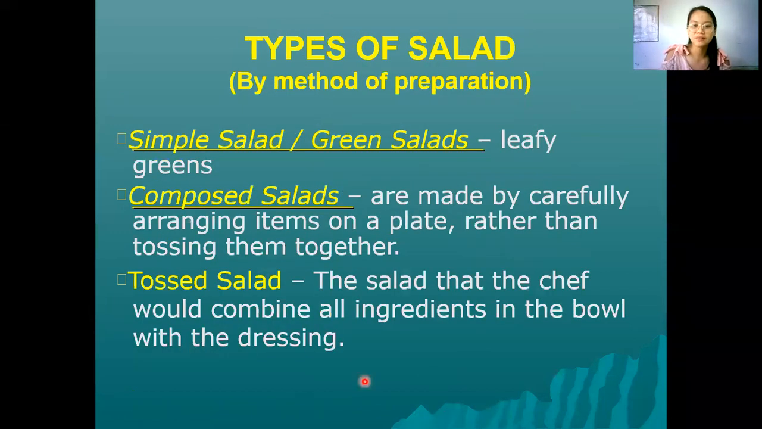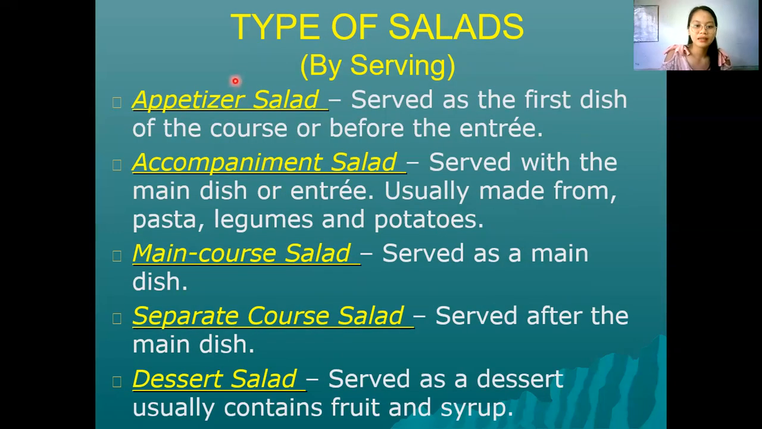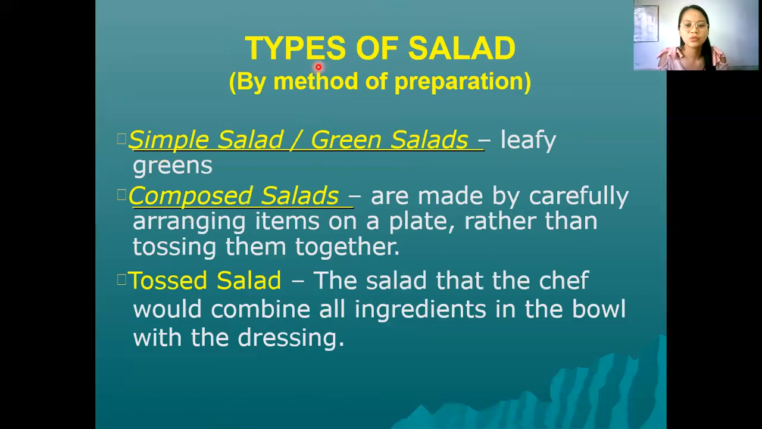We also have the simple salad, the composed salad, and the toss salad. And this is by preparation. So as you can see, this one they called appetizer, accompaniment, main course, separate, and dessert salad. It is a type of salad by serving and by the time that they are going to be served. This one is by method. We only have three. Okay, we have the simple salad, the composed salad, and the toss salad.